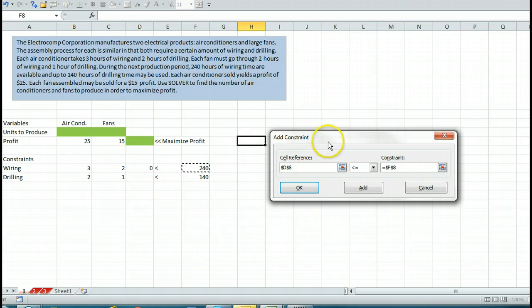So look at what this is really saying. This is saying that whatever's in D8, which is this cell here, needs to be less than or equal to whatever's in cell F8.